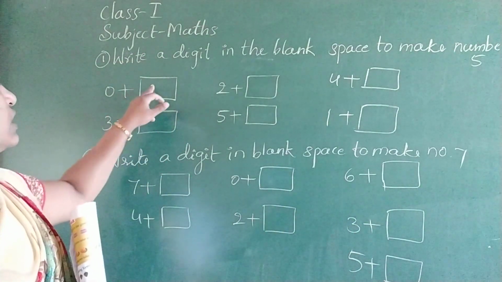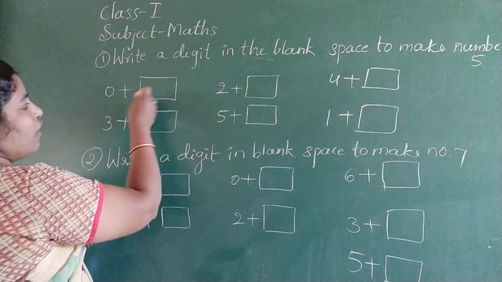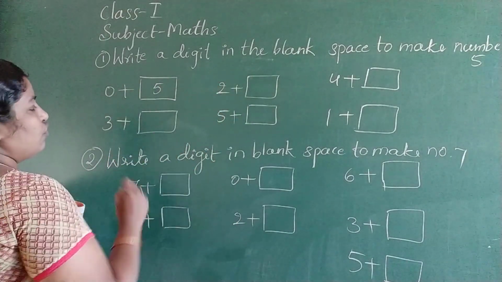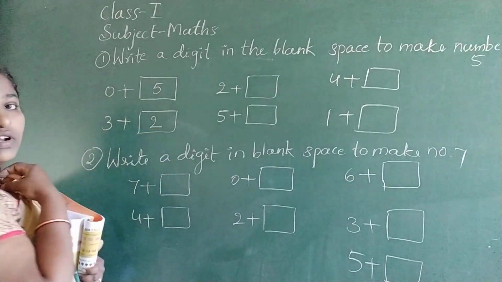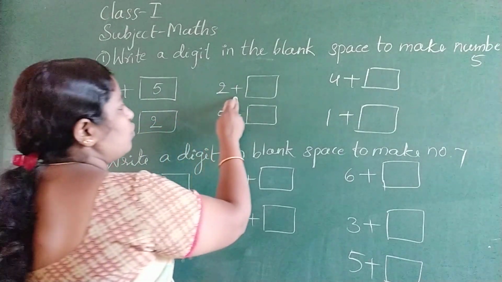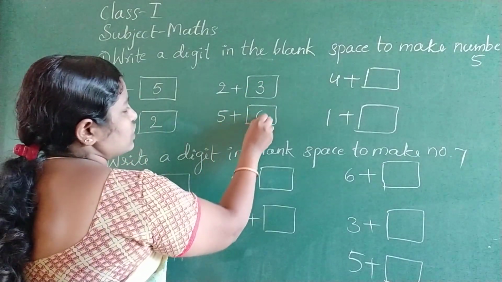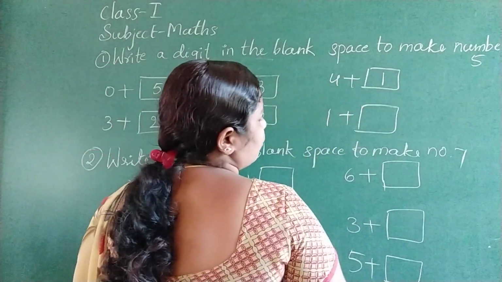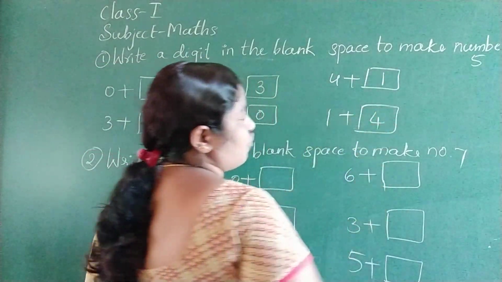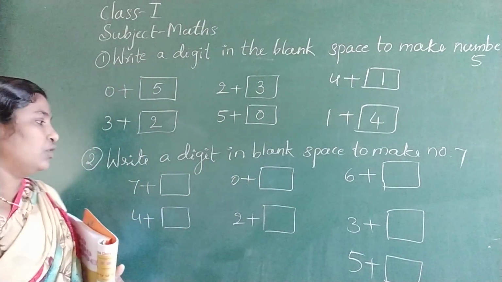So 0 plus how much is equal to 5? 0 plus 5 is equal to 5. 3 plus 2 is equal to 5. 2 plus 3 is equal to 5. 5 plus 0 is equal to 5. 4 plus 1 is equal to 5. 1 plus 4 is equal to 5. Write these answers in your textbook.